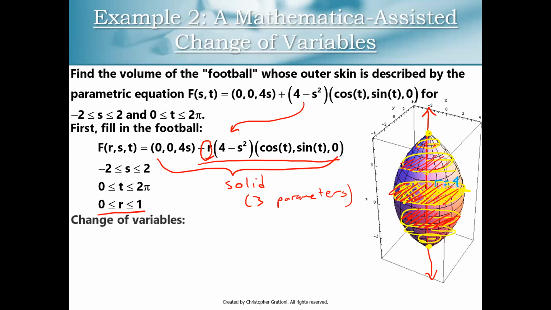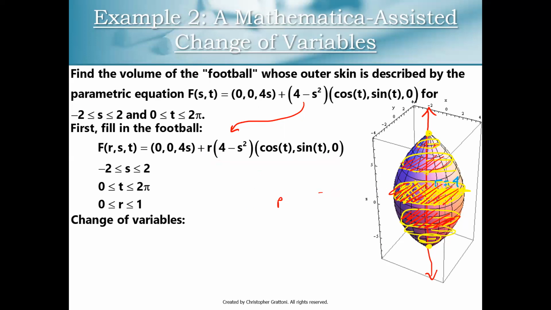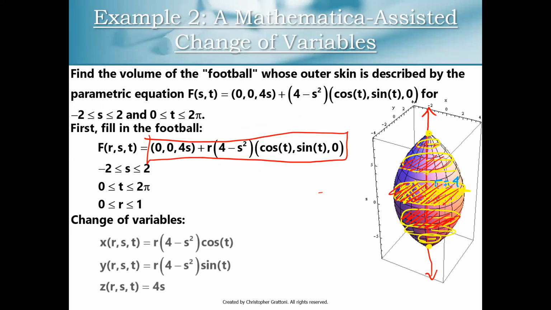Okay, so now we have our change of variables. We talked about this in the previous chapter, but what we previously discovered is that if we could parameterize a region, we could probably integrate over it. And that's what's happening here. If I can parameterize my solid region, I can triple integrate over that solid region and compute its volume. So my parameterization is my change of variables.